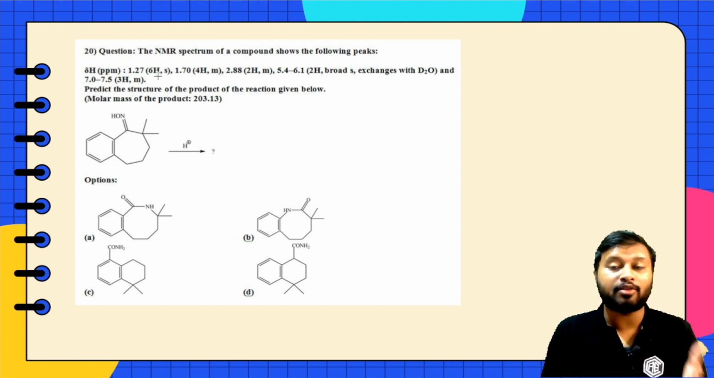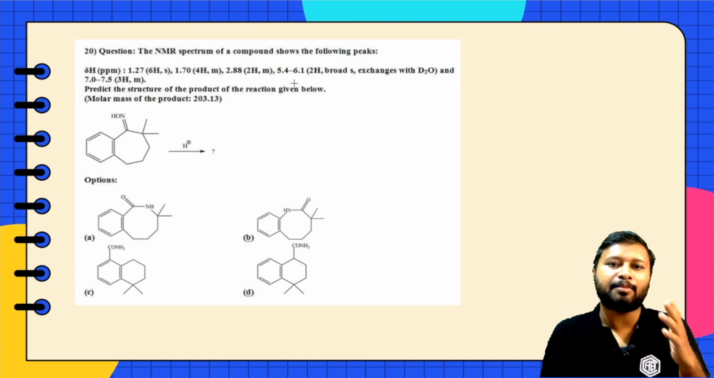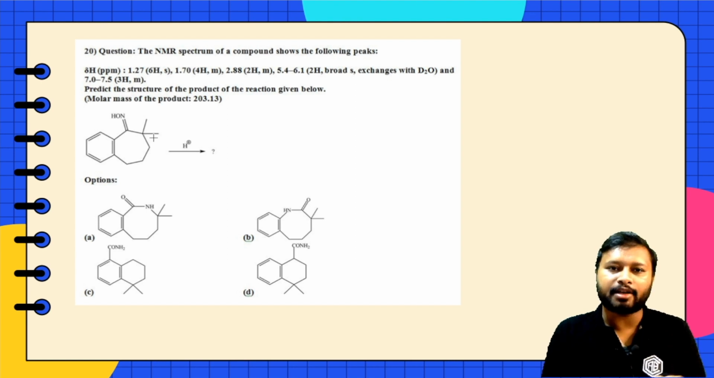At 1.27 you have 6 hydrogen singlet, then at 1.7 you have 4 hydrogen multiplet, then at 2.88 you have 2 hydrogen multiplet, at 5.4 to 6.1 you have 2 hydrogen broad singlet which is D2O exchangeable, and then at 7.0 to 7.5 you have 3 hydrogen multiplet. Predict the structure of the product, and the molar mass of the product is also given to you.